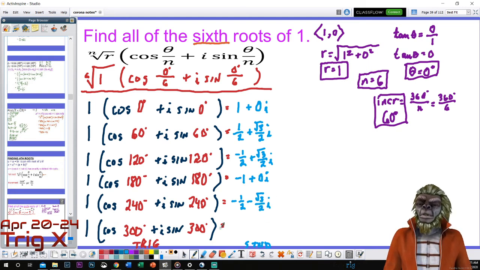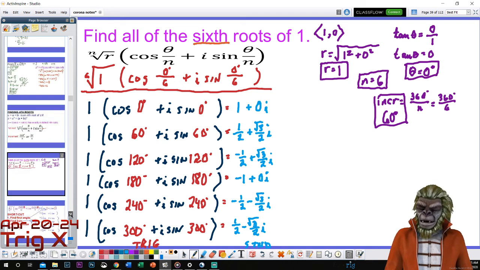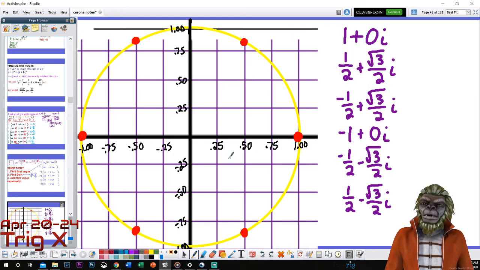This is in the fourth quadrant where cosine is positive and sine is negative. Again, they both had a reference angle of 60, which gave me the same answer. Alright, those would be your answers in standard form. Now, a simple way to check this answer would be to go ahead and plot the points on a graph.